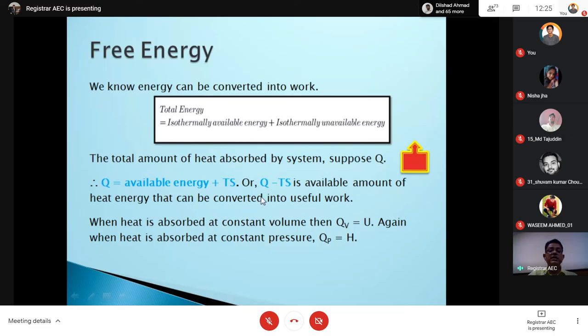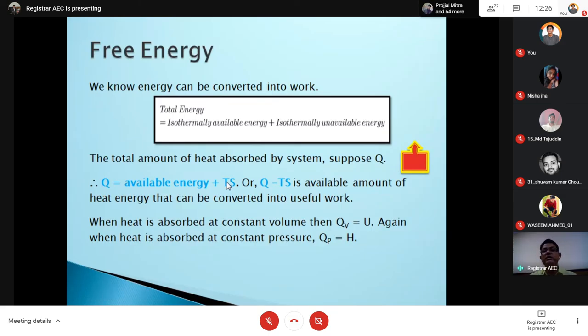So to determine the Gibbs free energy and Helmholtz free energy, first suppose, in a system, the total energy is isothermally available energy plus isothermally unavailable energy. When energy can be converted into work, we can say total energy equals isothermally available energy for work done plus isothermally unavailable energy. When you give some amount of energy to the system, some of it is used to change the entropy. That is the unavailable energy for the work done. Some amount of energy is required to change the entropy, so this is the unavailable energy. So the total supplied energy is isothermally available energy for work done plus isothermally unavailable energy.